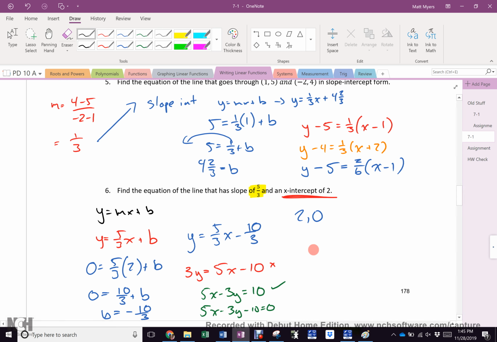Is this okay? Y equals 5/3 x minus 2. Is that okay or isn't it? Yes, final answer is yes. Yes, of course it's okay, because that's point-slope form, isn't it? Because that is y plus 0.